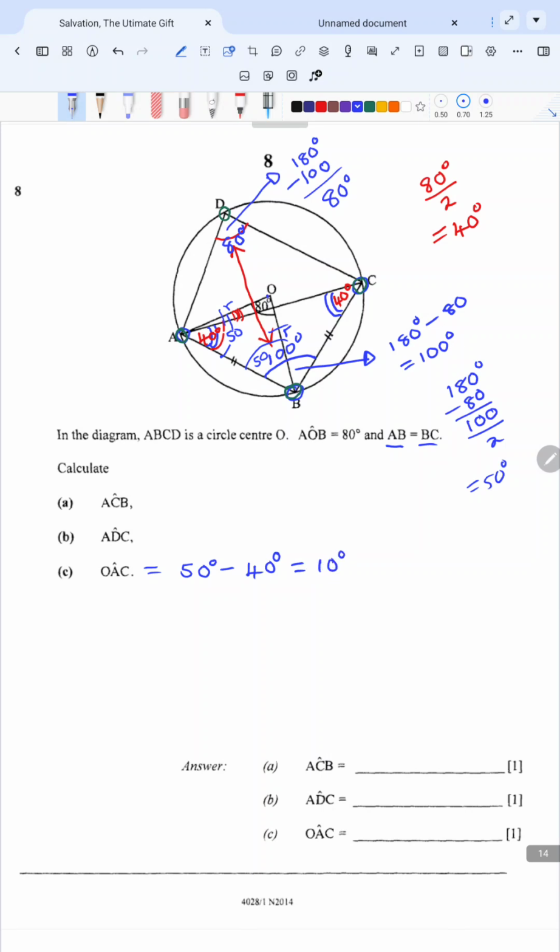So I'm now writing down my answers here. The first one is 40 degrees. Angle at the center is twice that on the circumference. And the second one is 80 degrees. Opposite angles in a cyclic quad add up to 180 degrees. And lastly, we have 10 degrees.